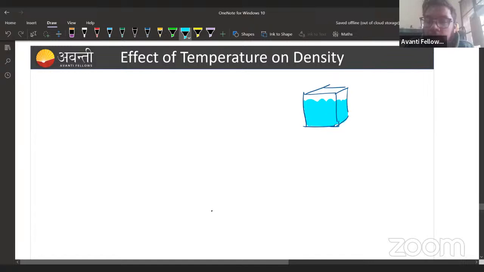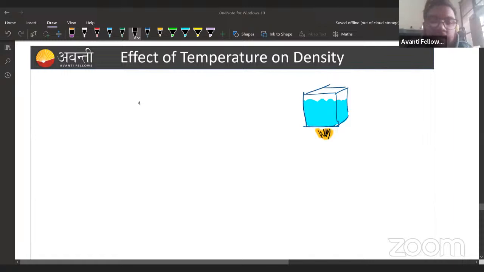What I'm going to do is increase the temperature of this liquid by adding some heat inside it. After that, tell me one thing: what will remain the same? If the liquid is in the box and the box is, let's say, closed, what will remain the same?